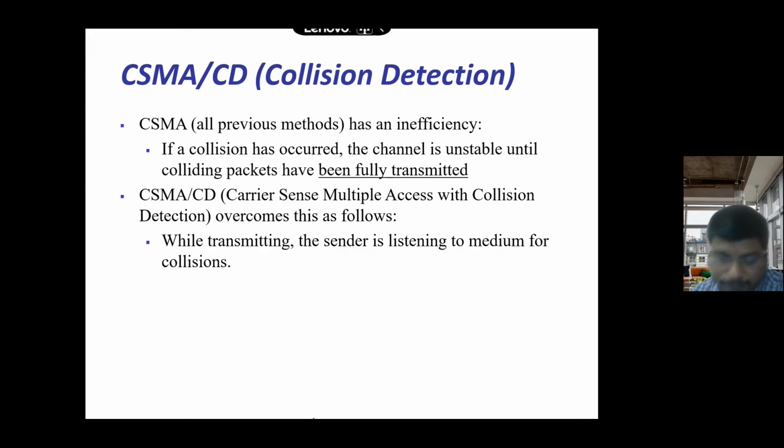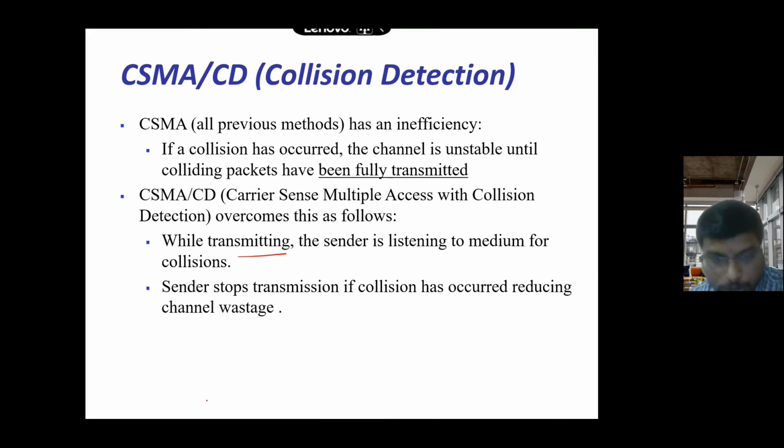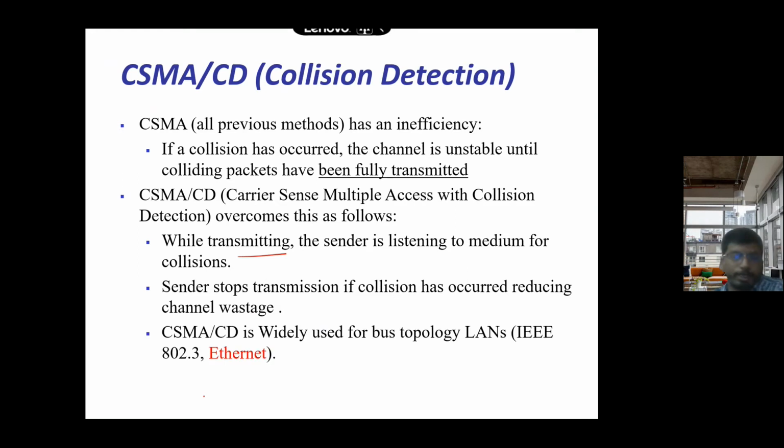For that, you're going to do two processes at a time. You're not just going to transmit on a port, but you're also going to listen over the port for abnormal energy detection. So you could stop your transmission if a collision has occurred and further reduce the wastage of the channel. That was used in bus topology LANs, the standard Ethernet, where CSMA/CD is used. I hope you are able to follow the mechanism brought in by the collision detection process.